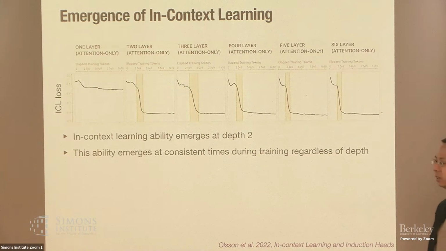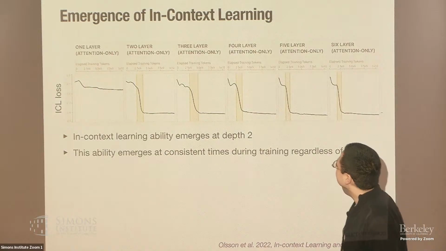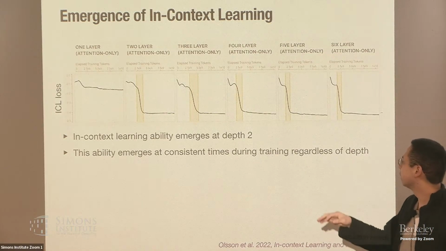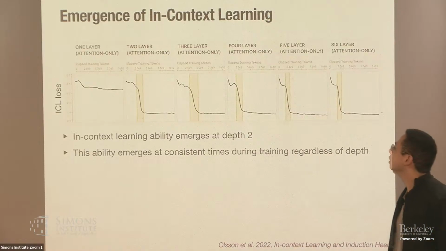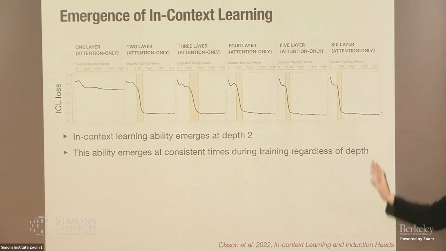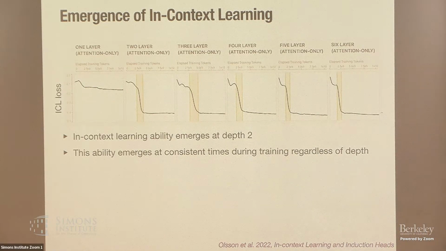Basically what they did is they trained transformers of various sizes and depths. Then they found that the loss has different plateaus for in-context learning. The one-layer attention-only transformer, or just any one-layer transformer, will have difficulty doing in-context learning. The loss will just get stuck at that high value and never go down. For two-layer, three-layer, and so forth, the loss goes down to roughly the same value. So they guessed, or observed, that in-context learning emerges at depth 2. They also found that it roughly happens in the same time window across architectures.